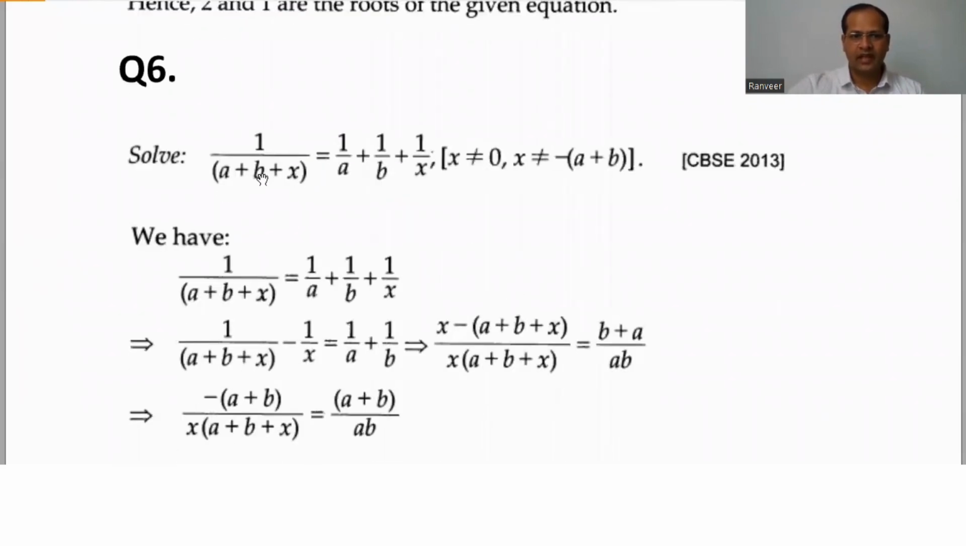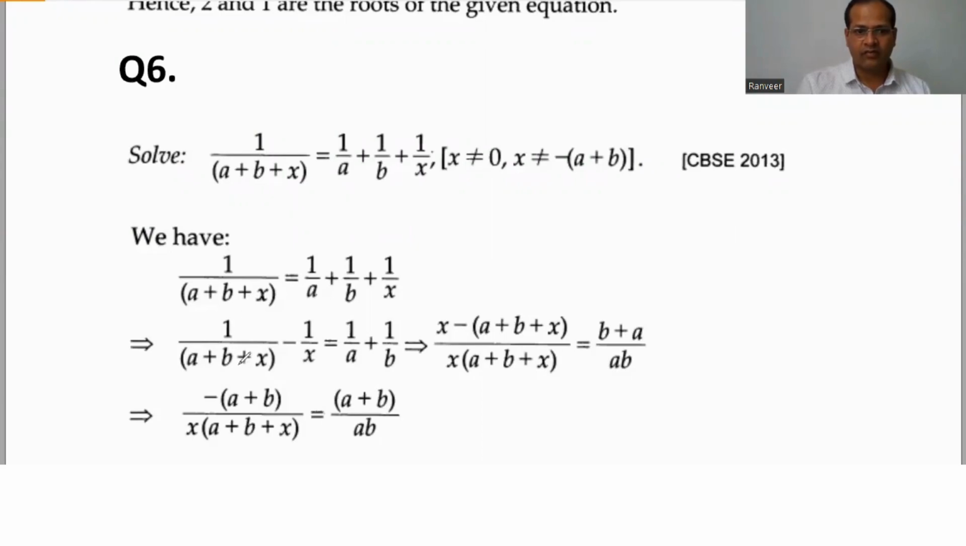Now 1 by a plus b plus x, 1 by. Now try to understand, this problem is very, very important. Why? Because here the question is in the reciprocal format, that is 1 by x, 1 by x format is there. So whenever this type of thing is there, so 1 by a plus b plus x.